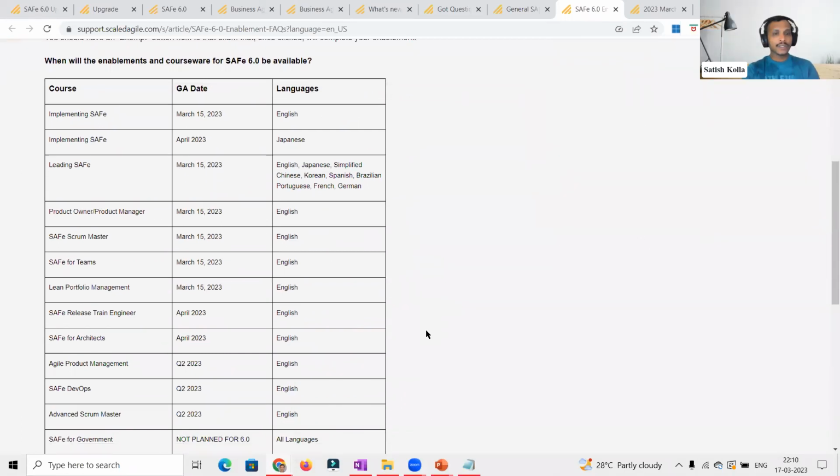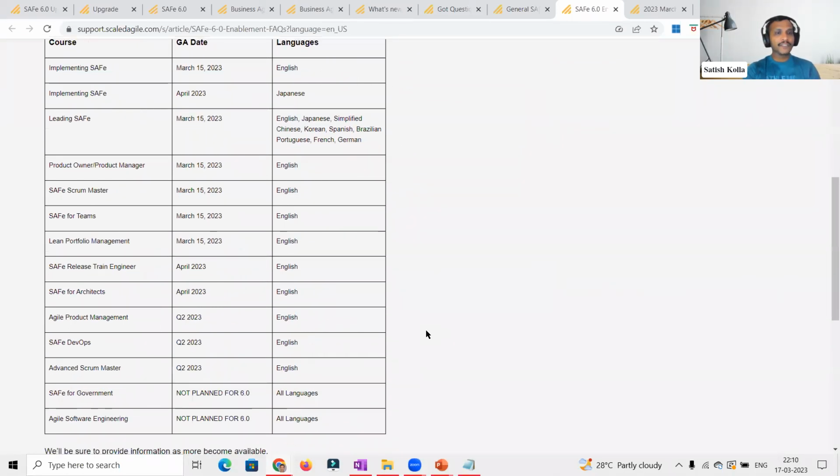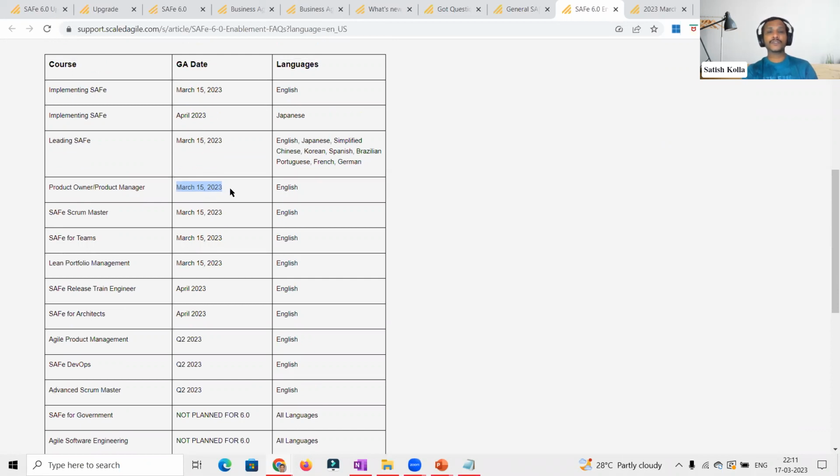Okay, so SAFe POPM, yes, the course is made available for the participants. Which means you can take a look if any institute is providing version 6 SAFe POPM, Subramanian. Here you can see the dates. The SAFe RTE, Architects, DevOps, APM, and Advanced Scrum Master courses are scheduled for a later point of time. Only a few courses were made available yesterday, on the 15th or 16th launch.